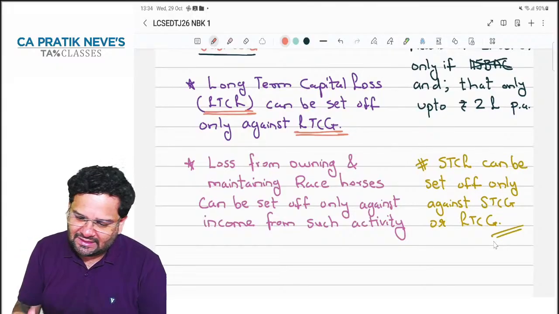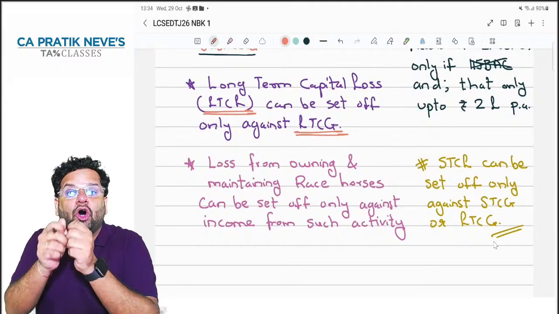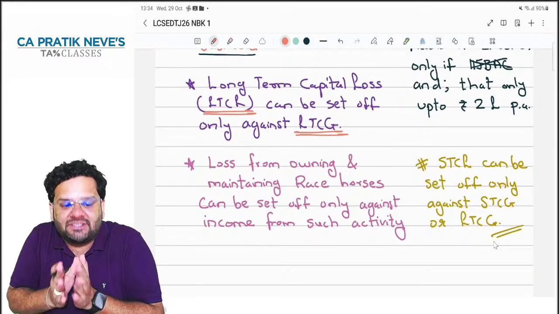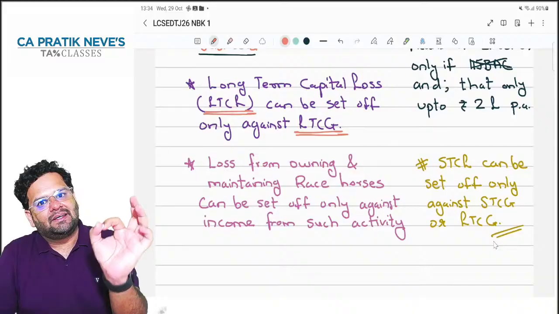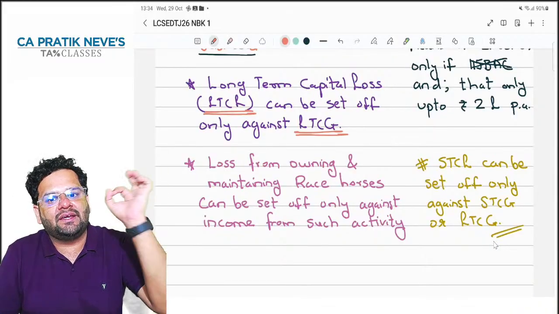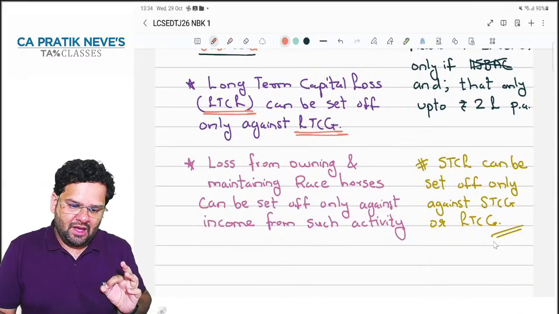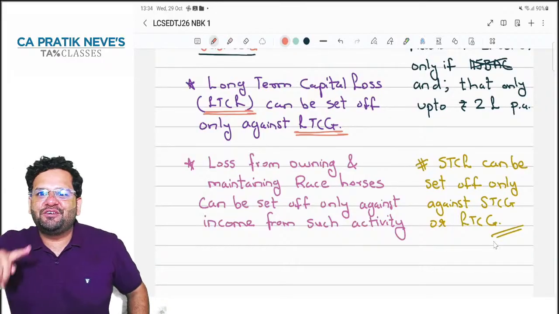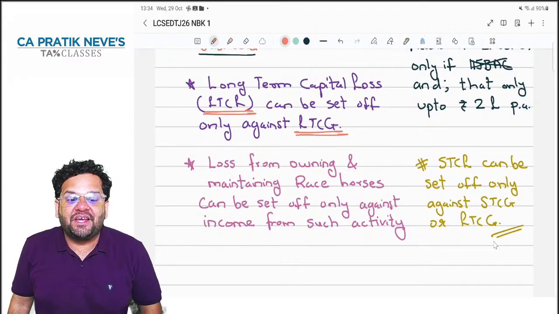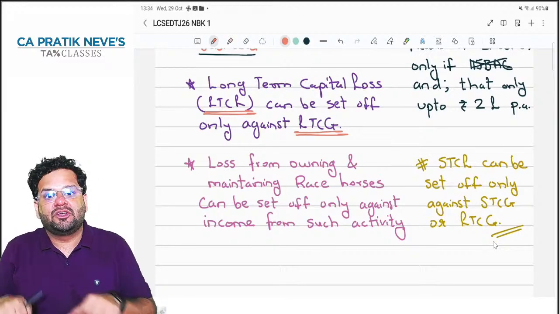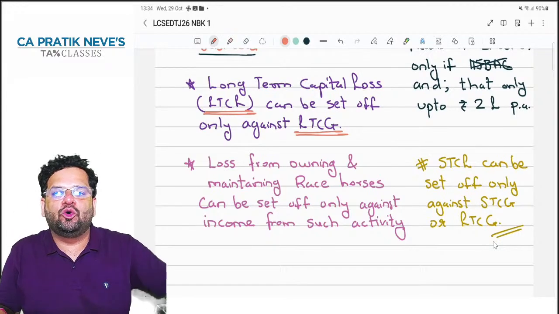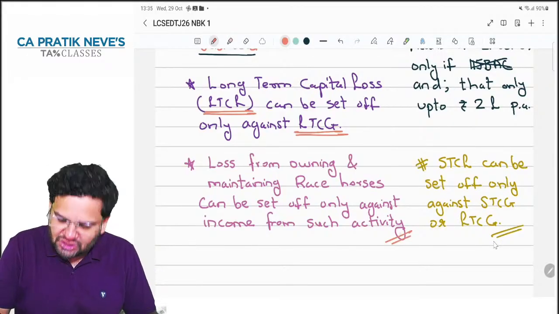And lastly, there is a loss on owning and maintaining race horses. That loss can be set off only against income from owning and maintaining race horses. We are not talking about winnings from horse races. We are talking about owning and maintaining race horses. Loss from that can be set off only against income from such activity.